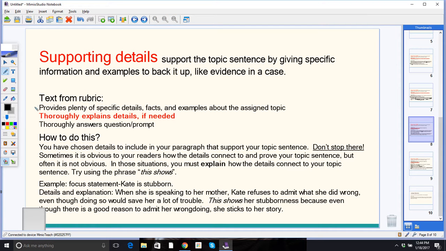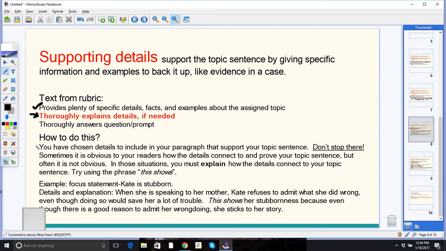So back to this text from the rubric. We've talked about how to provide plenty of specific details, facts, and examples about a topic. Let's talk now about how to thoroughly explain the details if needed. So how do you do this? Well, you've chosen details to include in your paragraph that support your topic sentence.